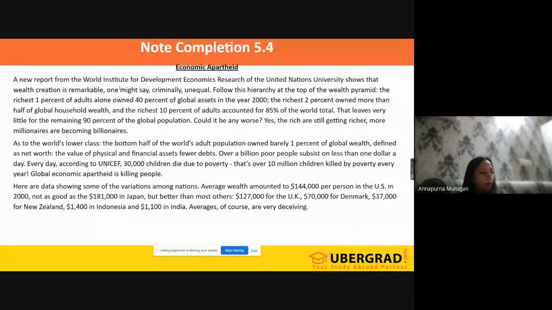A new report from the World Institute for Development Economic Research of the United Nations University. See, what is the trap here? I could see only one answer correct. I won't be telling what it is, however, I'll explain it to you. Look at the trap here.